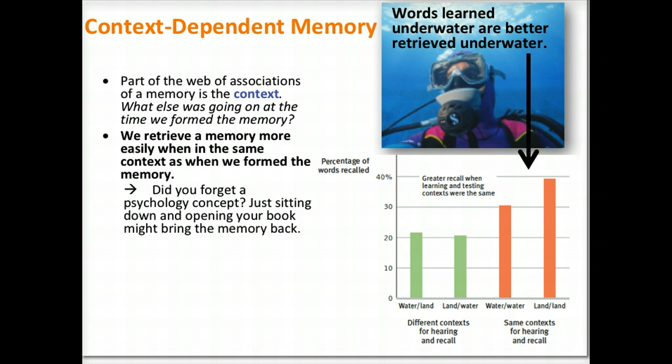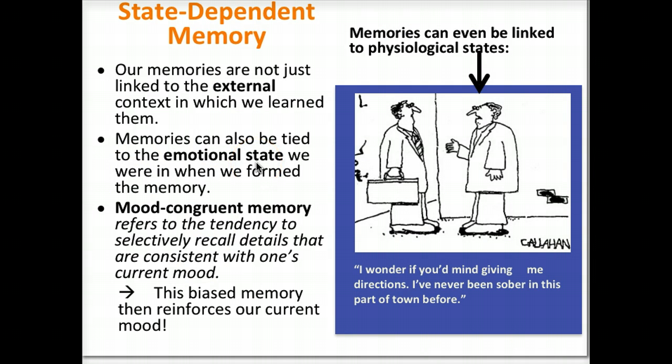That's great, Mr. Luco. What does that do with real life? State-dependent memory. It is easier to remember memories formed in a specific emotional state when you are in that specific emotional state again. Okay? So this is talking about how memories are not just linked to the external context, but they're also linked to internal context, the emotional state.